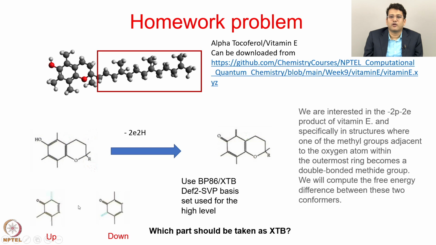So, just to state the problem again, because this problem is multi-step and a little bit more complicated than what we have seen up to now: we will start with this structure, and we will modify it by removing this hydrogen, or hydrogen from maybe here and here. This will give me the up and down structures, and I am also removing 2 electrons, so the charge and multiplicity will still be neutral and singlet. Then I will optimize this structure taking this one as QM and this part as XTB, and then we will calculate the free energy difference. So this will be your homework problem. The initial geometry for alpha tocopherol, or vitamin E, you can download from here.